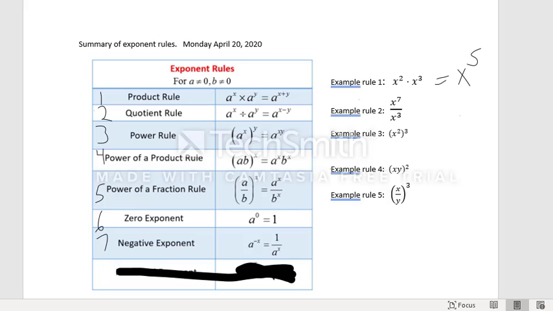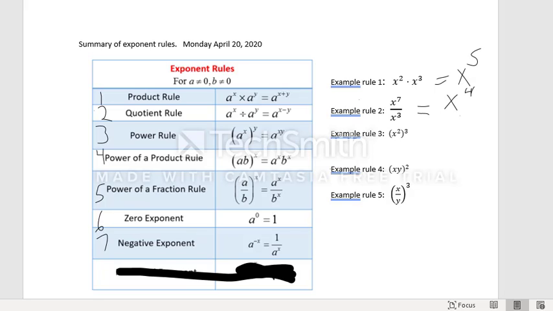Okay, quotient rule. If you're dividing with exponents, you subtract them as long as they have the same base. So 7 minus 3, we're dividing, so 7 minus 3 is 4, so this ends up being x to the 4th.